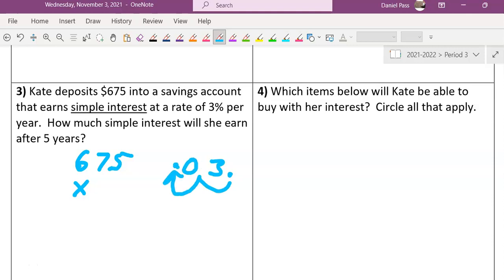I think you said 0.3, so be careful, right? Not 0.3. 0.03. There we go. All right. And with that, we get the answer 20.25.